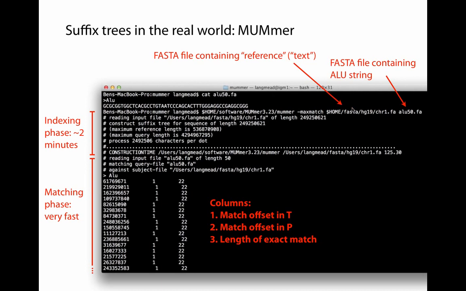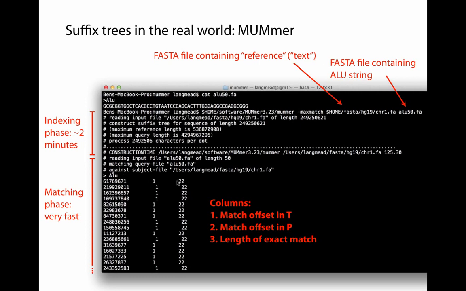And so when we give MUMmer these two strings, it proceeds to build a suffix tree of the reference text. So here we go. This is MUMmer building a suffix tree of chromosome 1 of the human genome. And this takes about 2 minutes. Then it uses that index to look for places where this string occurs. We already sort of saw how to do that.